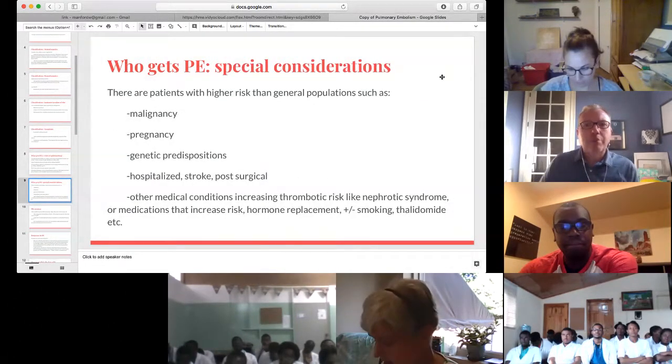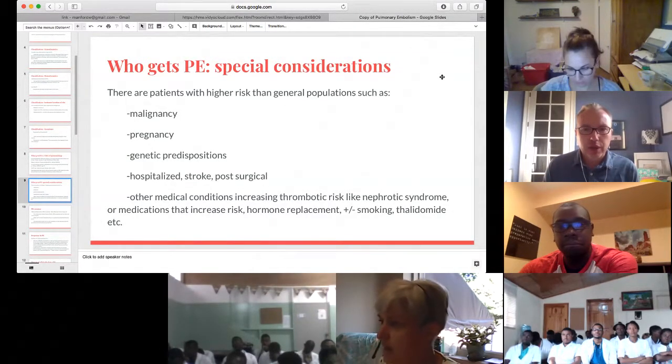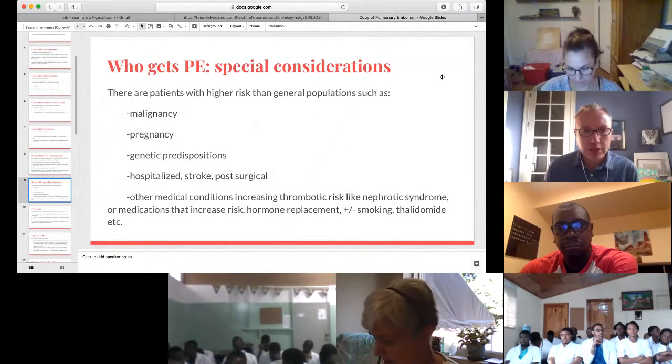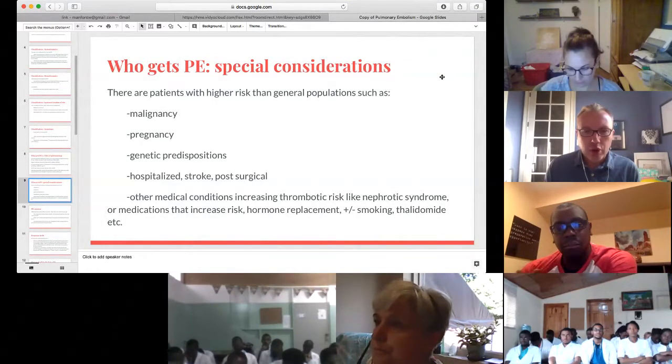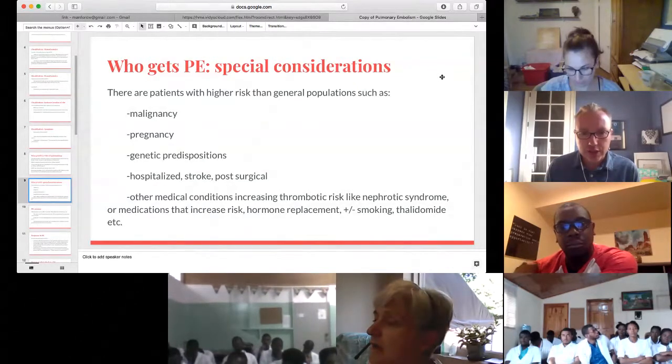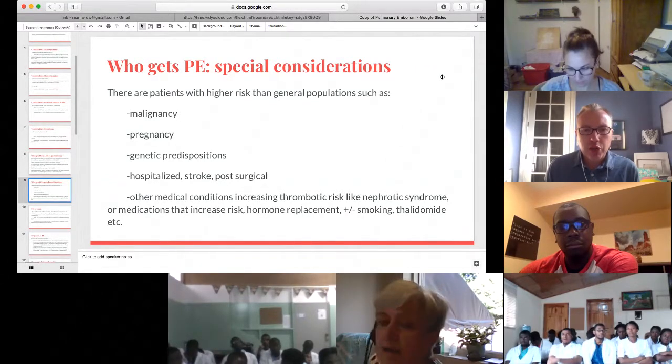There are other special populations that are more likely to get PEs than the general population. Just briefly, just hit a few of them. Patients with malignancy are more likely to get DVTs, therefore PEs. Pregnancy, people who have genetic predispositions, who have problems with protein C, protein S, and other genetic deficiencies like that, for example.